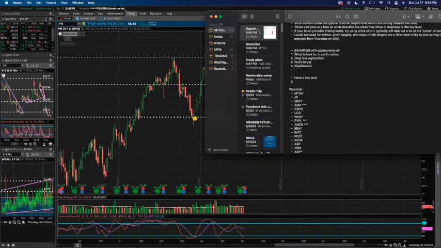You're going to wait for confirmation. I like 15-minute and above, or even the hourly is good as well. Okay, and then the next thing we're going to pick is our profit target. And then make sure the risk reward is there and worth your money.